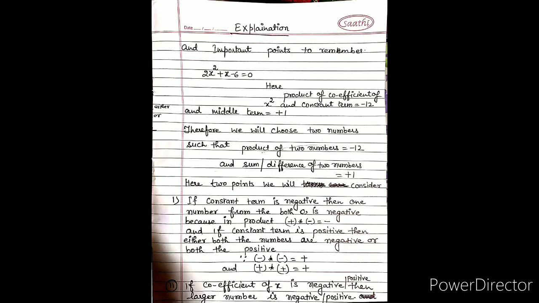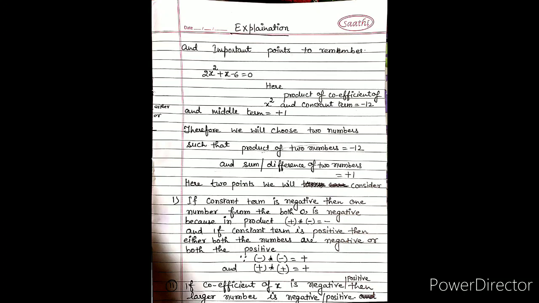Now students, see the explanation of the example that we were discussing earlier: 2x square plus x minus 6 is equal to 0. Please see the screen with the same concentration, and listen to me also. Here the product of the coefficient of x square and the constant term is minus 12, and the middle term is plus 1. So we will choose two numbers such that the product of the two numbers is minus 12 and the sum or difference of the two numbers is plus 1.